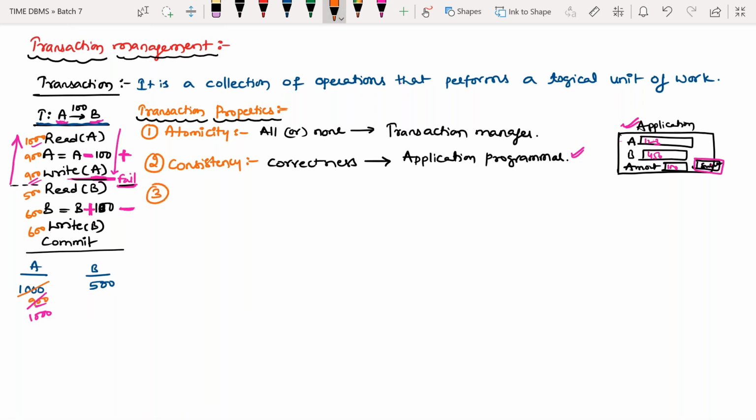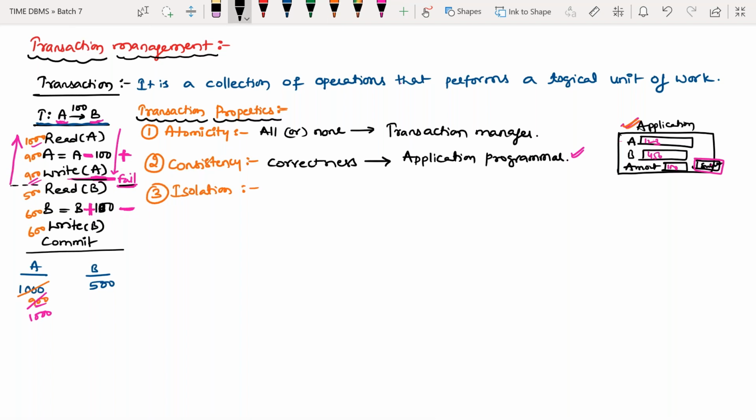Means consistency is to be verified by the application programmer. Whenever the programmer writes this kind of programs, the programmer should verify in all cases whether the program is working correctly or not. If not working correctly, then he has to make corrections to the program. The third property is called the isolation property.